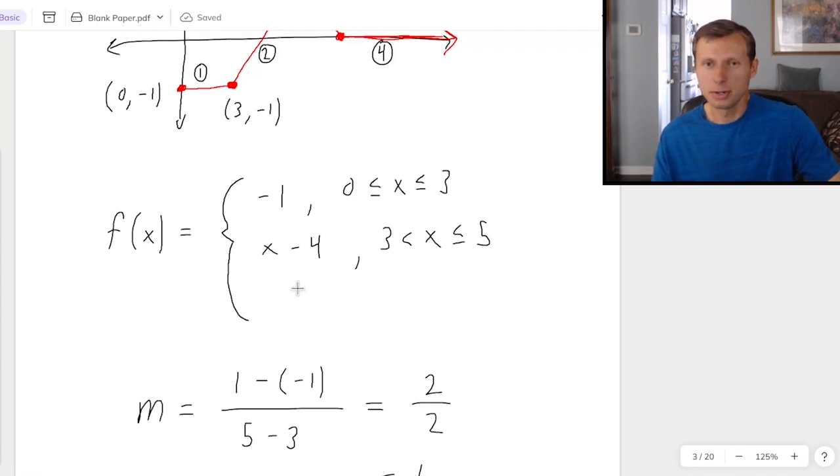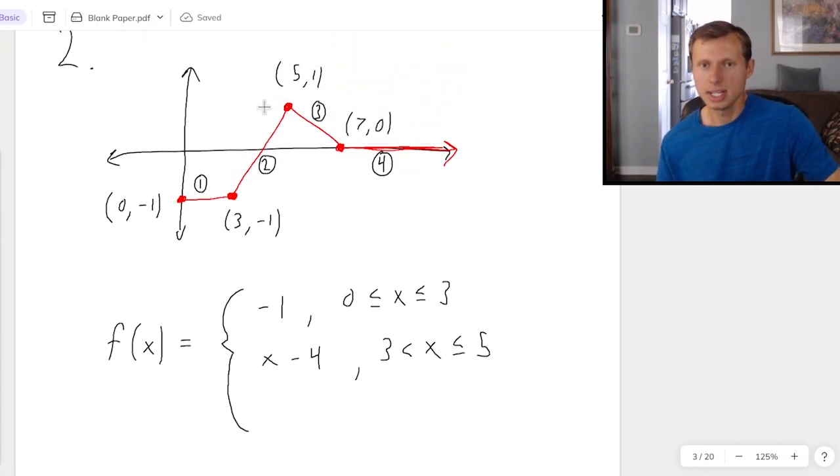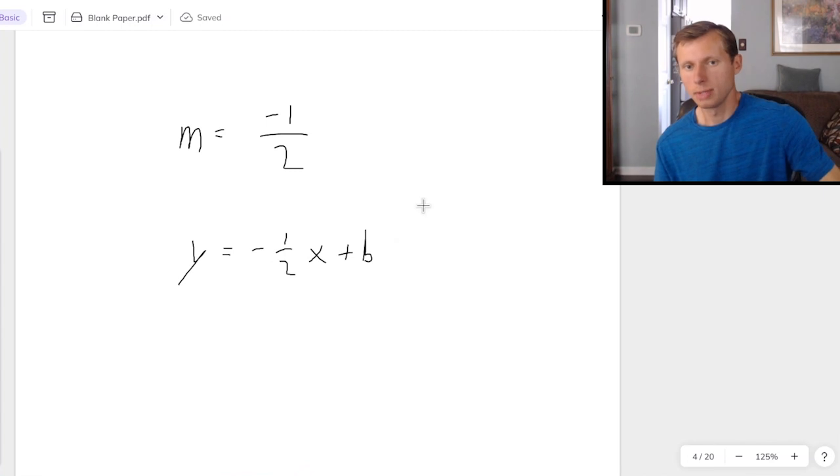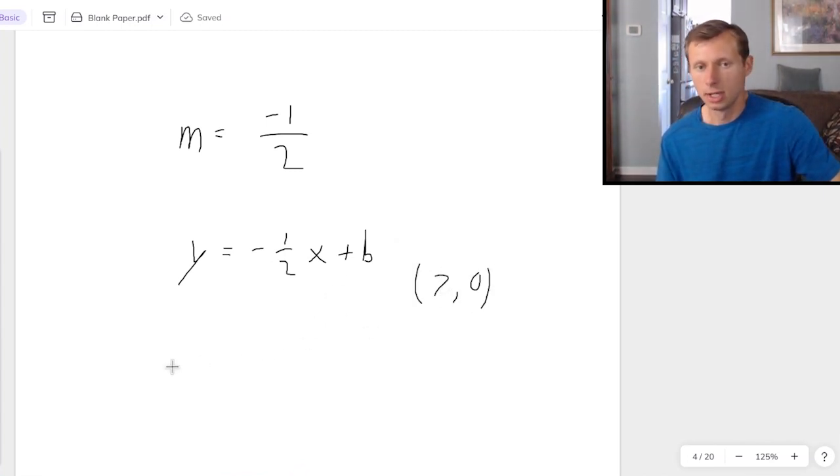Now for the third portion, that's this line right here. Again, I need to find the slope. The slope is going down 1 over 2. So I know that slope is going to be negative 1 divided by 2, or in other words, negative 1/2. And then if I want to find the y-intercept, I have to choose a coordinate point. I'm going to choose 7, 0. I think that's the easier one.